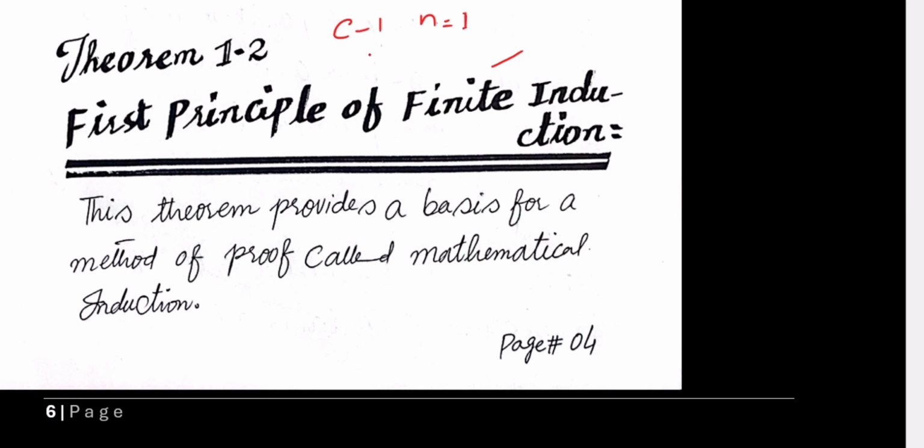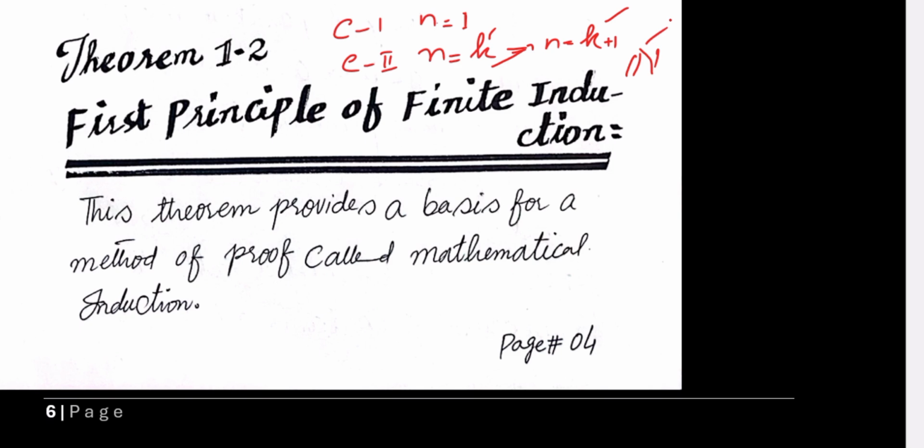Condition 2: we suppose the statement is true for n equal to k, then we check whether the statement is true for n equal to k plus 1. If the statement is true for n equal to k plus 1, whenever it is true for n equal to k, we say that the statement is true for all positive integers, or for all natural numbers. This is the statement of mathematical induction.